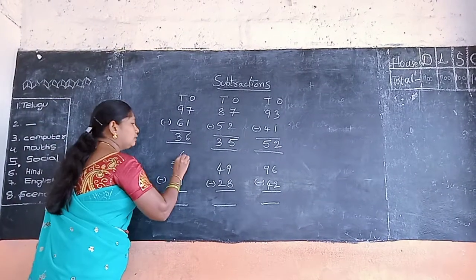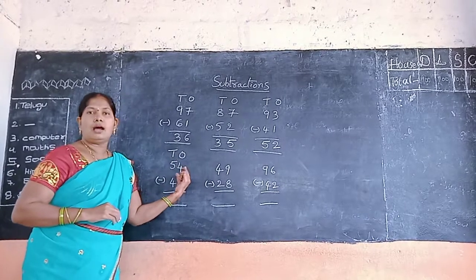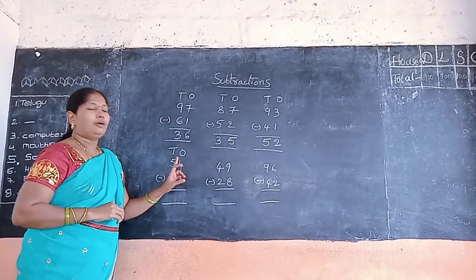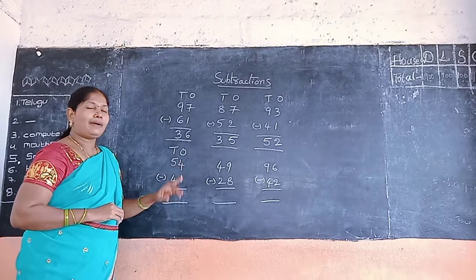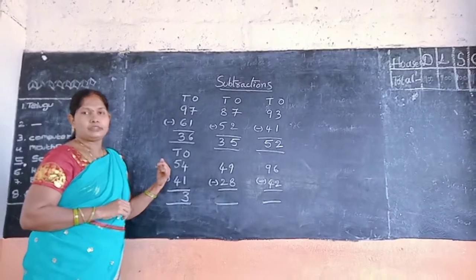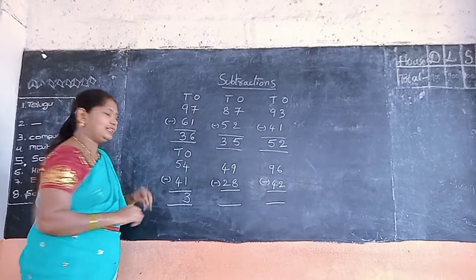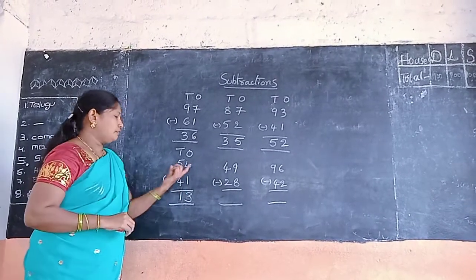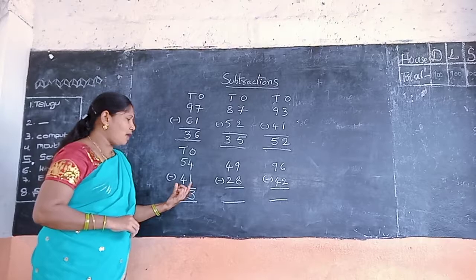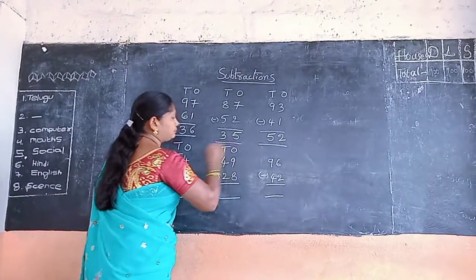Okay, this is 1's, this is 10's. First subtract the 1's place value. 4 minus 1 is 3. Next take the 10's place value. 5 minus 4 is equal to 1. So 54 minus 41 is equal to 13. Next, go to the next one.